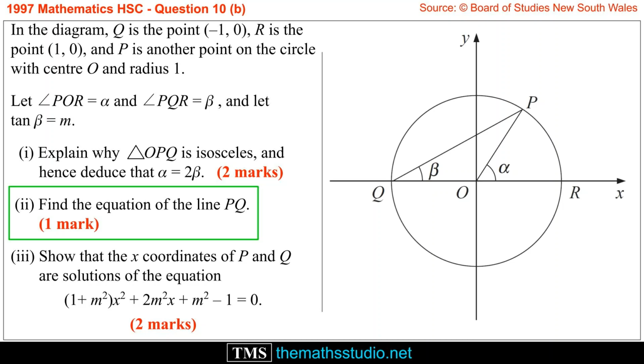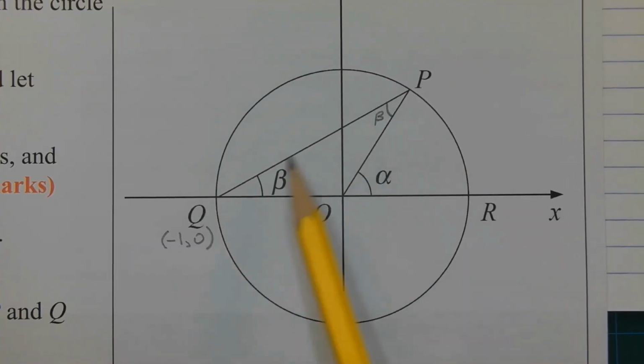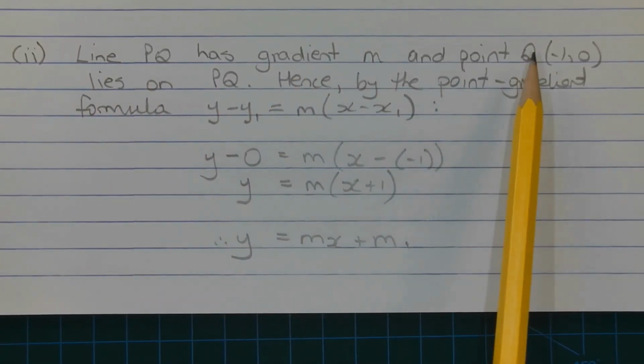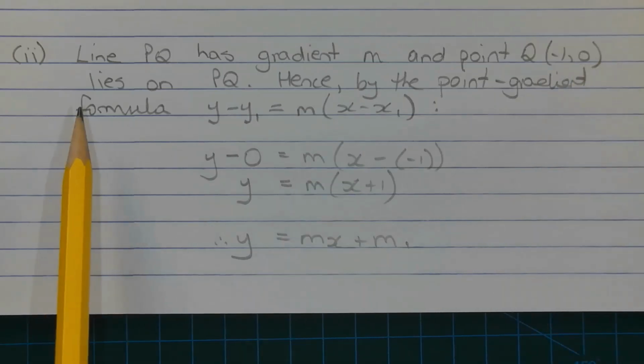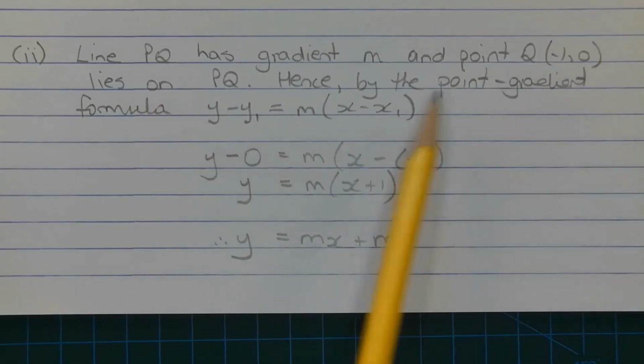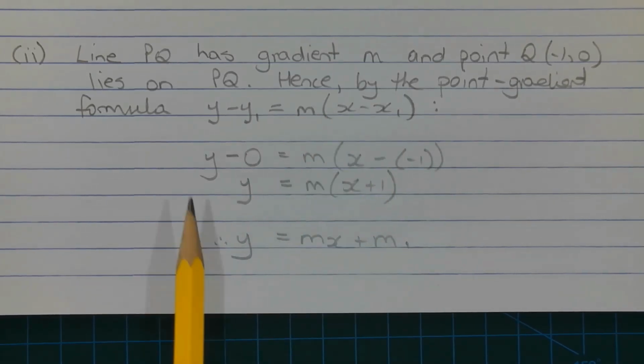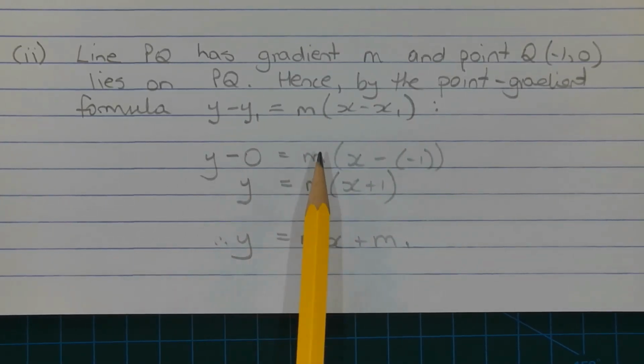Part 2. Find the equation of the line PQ. Line PQ has a gradient of m, and the point Q with coordinates (-1, 0) lies on PQ. And that's stated here. Hence, by the point-gradient formula, y minus y1 is equal to m times (x minus x1), we have y minus 0 is equal to m times (x minus negative 1).